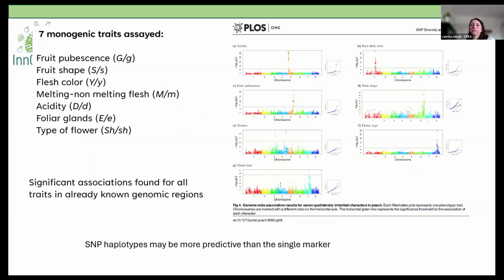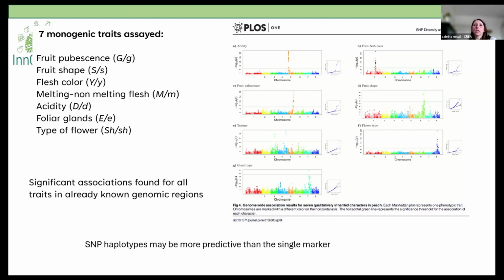Here are the results of this work. But it is just said that we chose to do 7 monogenic traits because this was the first attempt, the first time that GWAS was done in peach after the genome sequencing of the species and the development of the array of SNP. And so we had the objective of ascertaining the feasibility. So this was a proof of concept of the feasibility of genome-wide association in peach.